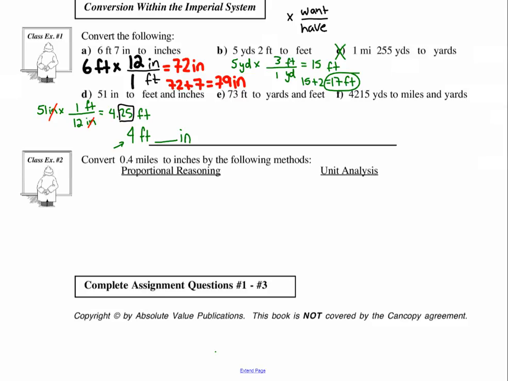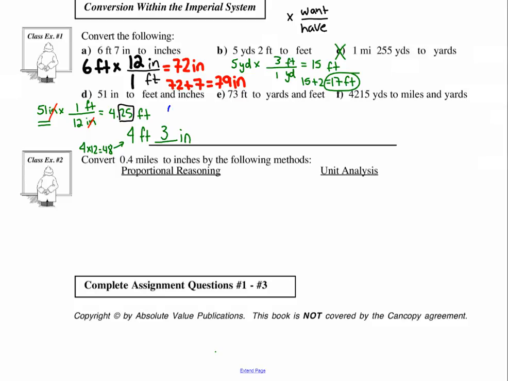48, right? Because what did I do to get that? Times it by 12 is 48 inches. So if 4 feet is 48 inches, how many were left over? 51 minus 48. So how many were left over? 3 inches. Okay.